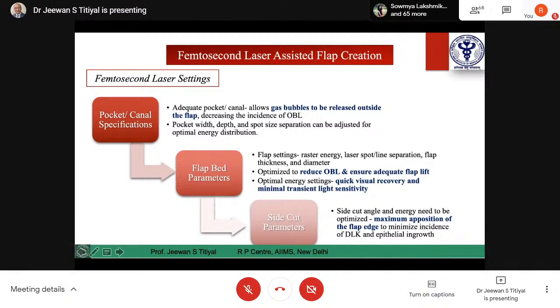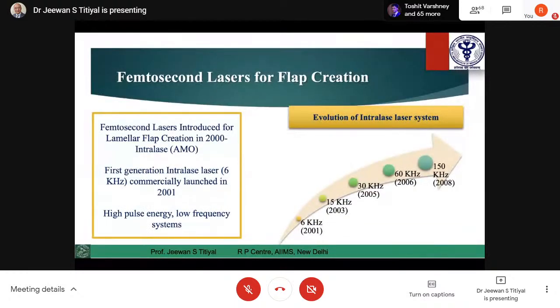For that, you have to have a flap diameter suiting that ablation profile. Side cut is important because that is going to have a particular angle so that your flap attachment is better after you create the flap in these cases. This is how femtosecond laser evolved in the last 20 years.